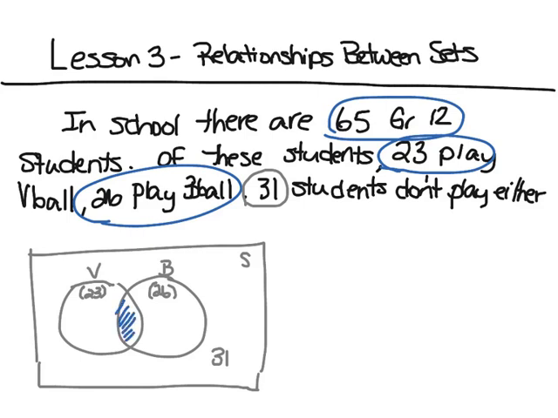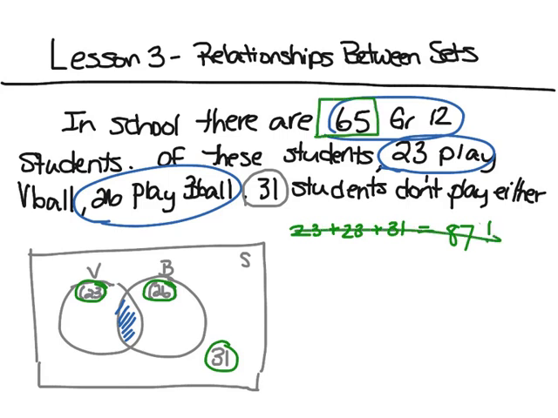The way that we do this, first, if we added all the volleyball kids plus all the basketball kids plus the 31 kids that don't play sports, we'd get 87. I don't know what I'm doing, can't add today. So that's way too high of a number. We know that there's only 65 kids in our school.